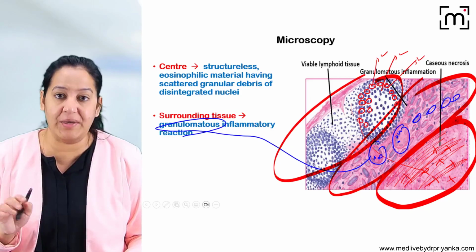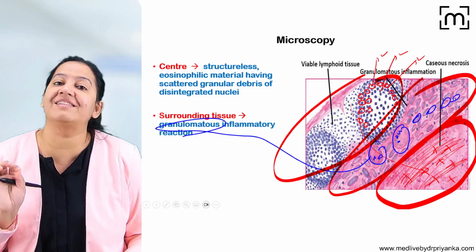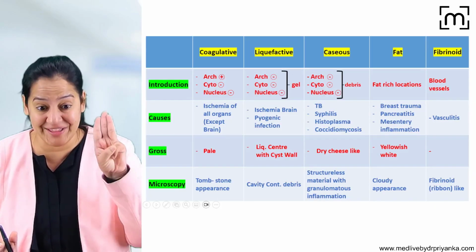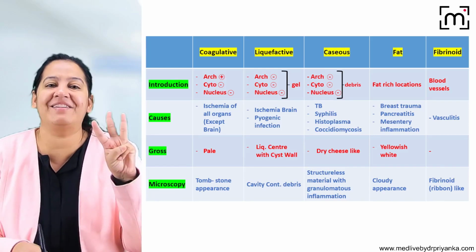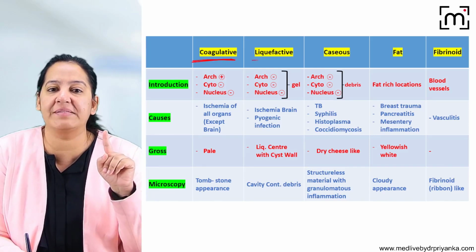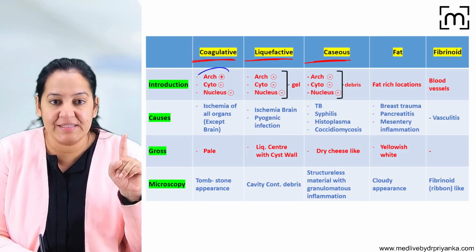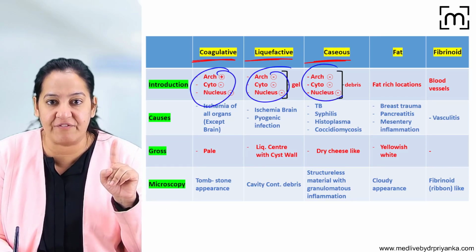Here all the details are gone, like the liquefactive necrosis only, but at the junction we are having a special inflammation, and the name of that inflammation is granulomatous inflammation. So we are done with three till now. The three main types of necrosis are done: coagulative necrosis, liquefactive necrosis, caseous necrosis. Please appreciate the definition of all three. See the definition of this, this, and this.